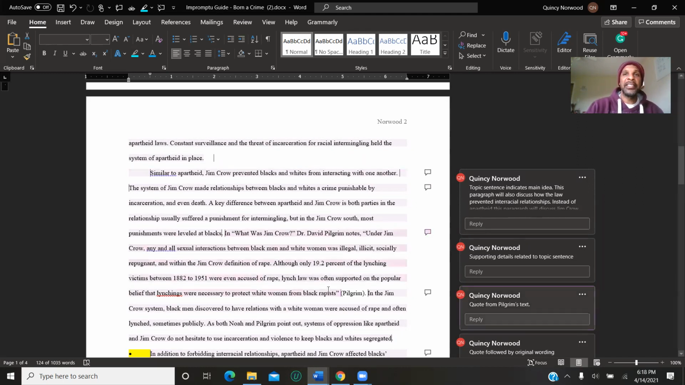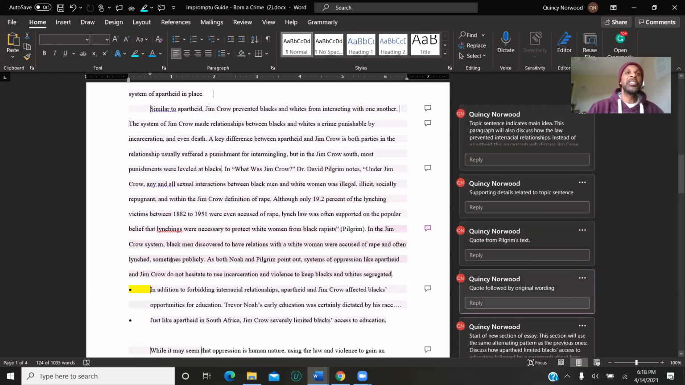And then here's the citation. In the Jim Crow system, black men discovered to have relations with a white woman were accused of rape and often lynched, sometimes publicly. As both Noah and Pilgrim point out, systems of oppression like apartheid and Jim Crow do not hesitate to use incarceration and violence to keep blacks and whites segregated.